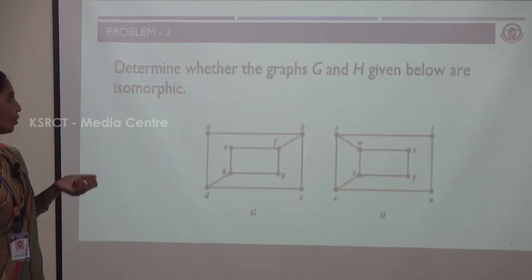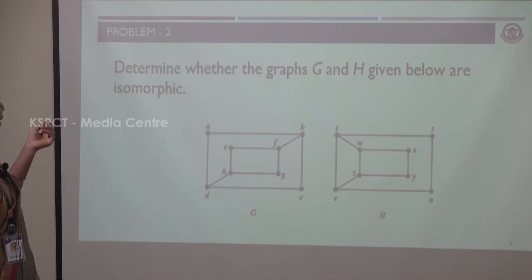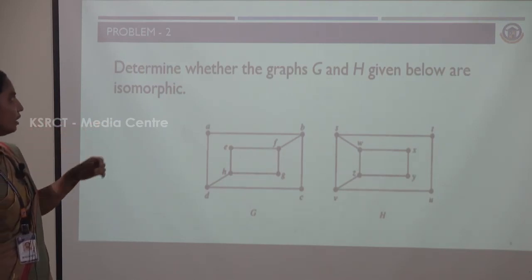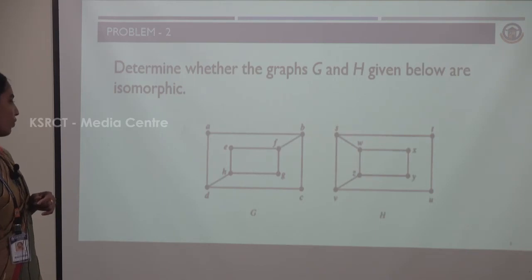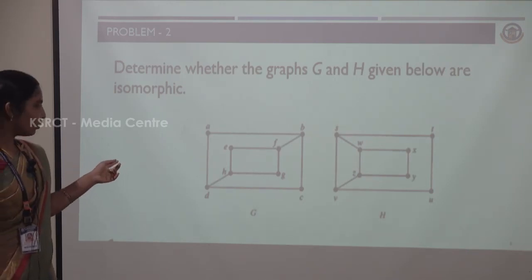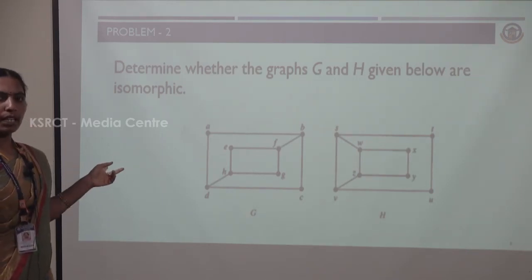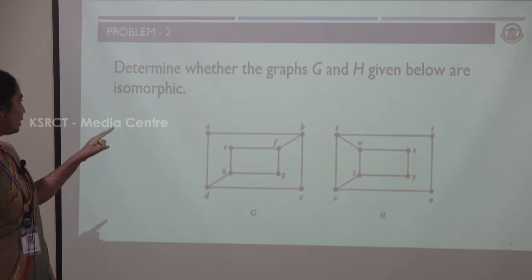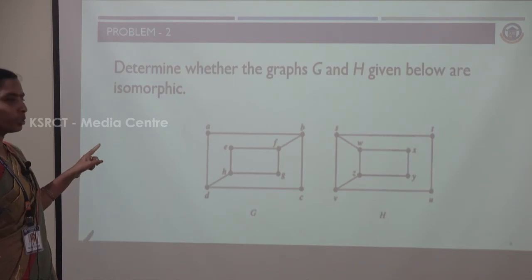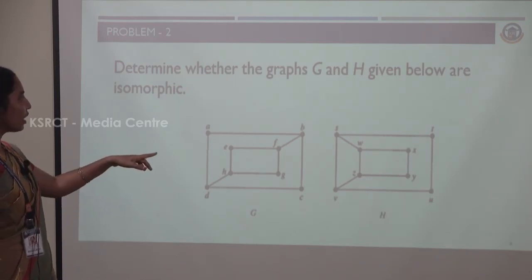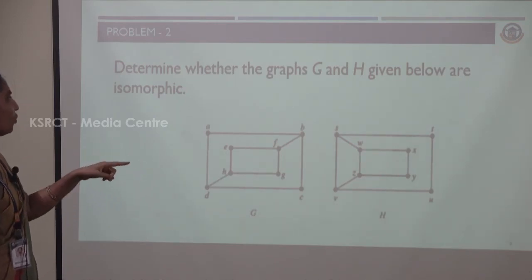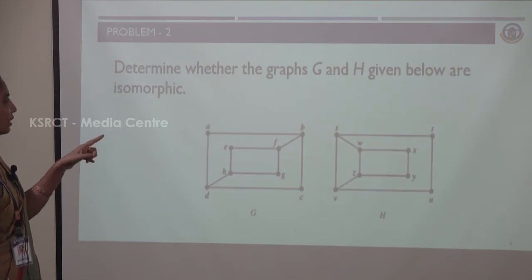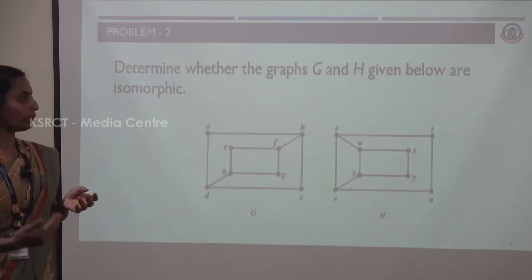Let us see another problem. Here, determine whether the graphs G and H given below are isomorphic. Here, I gave two graphs. One graph is G and the other graph is H. The G graph contains vertices A, B, C, D, E, F, G, H, and the H graph contains vertices U, V, W, X, Y, Z, T and S.